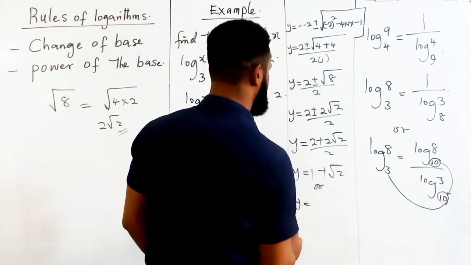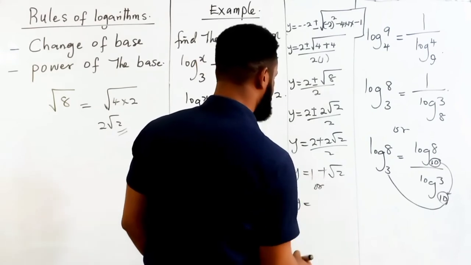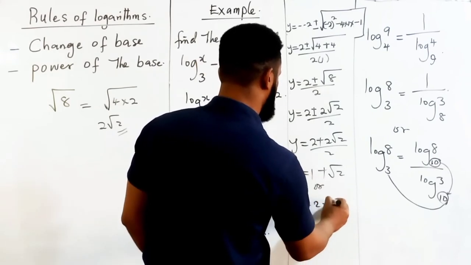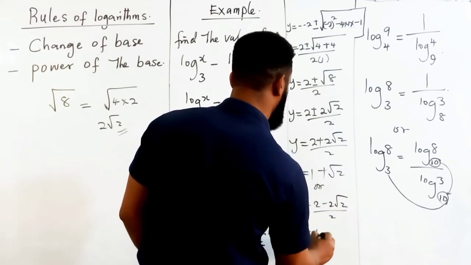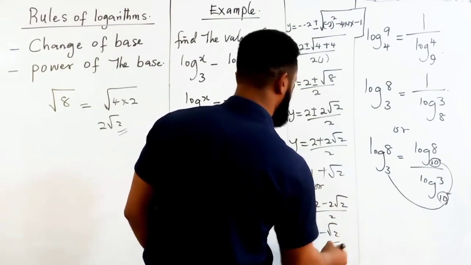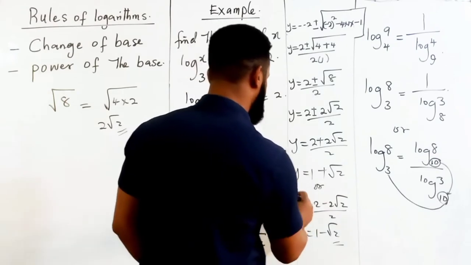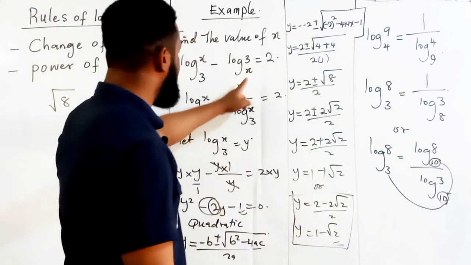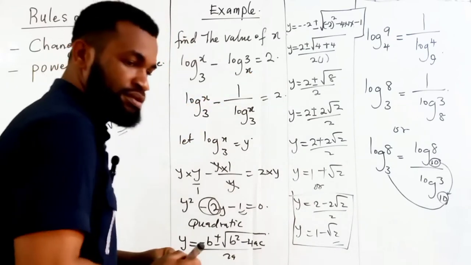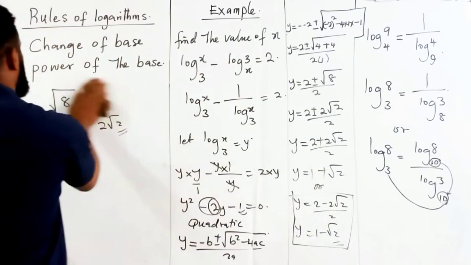Or y is going to be equal to 2 minus 2 root 2 all over 2. Y is going to be 1 minus root 2. Now remember, these are the expressions for y, but then we are looking for x. We are looking for x.